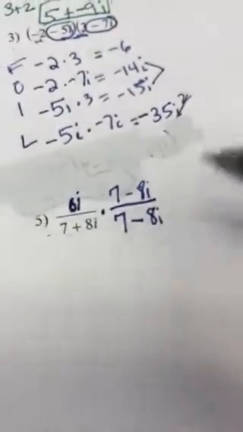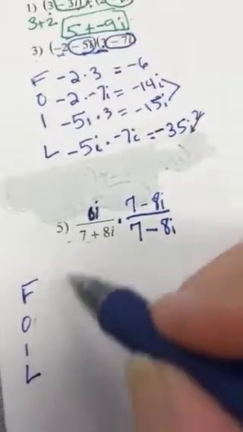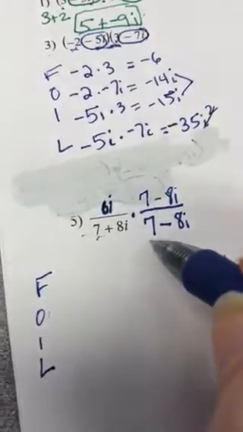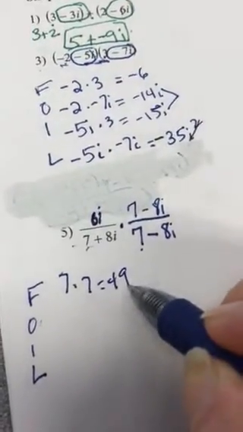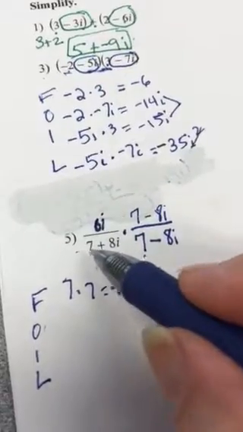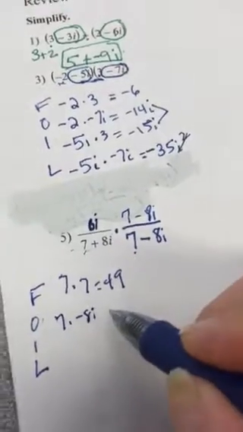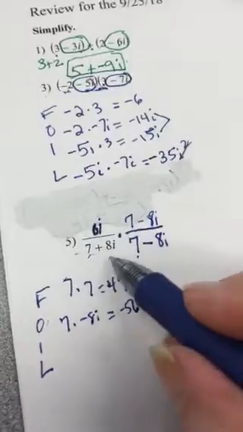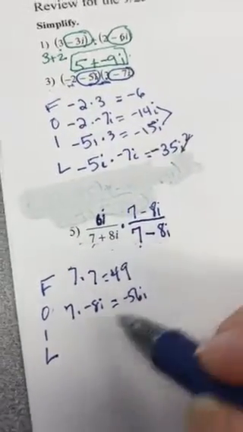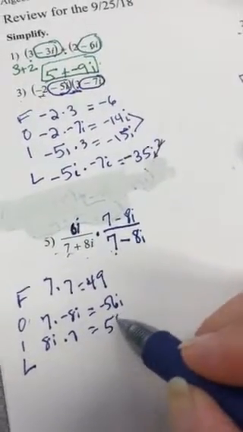Then we're just going to FOIL the denominator. The first is 7 times 7 equals 49. Then the outside, 7 times negative 8i equals negative 56i. That's 49. And then the two inside ones, or the inside of the picture, is 8i times 7, which is 56i.